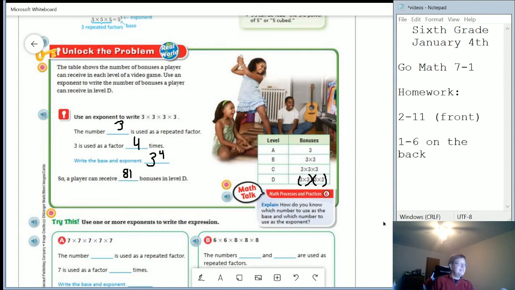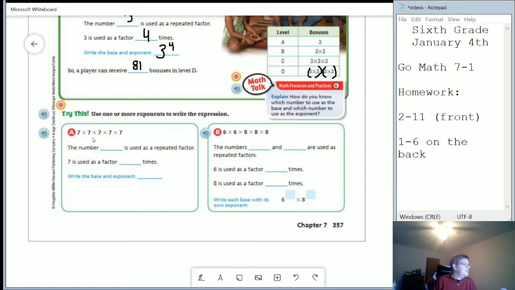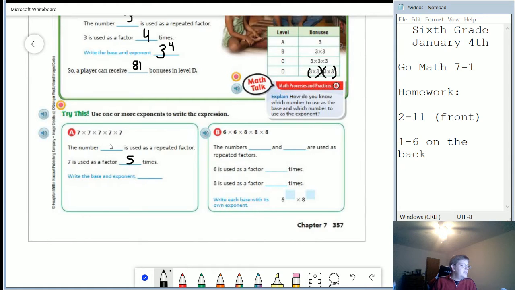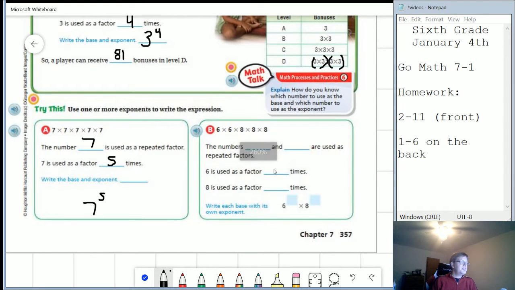So let's see, letter A. So we're working with 7. Think about how many times we are multiplying 7 to itself. And that would be the number that would go down here. The base is going to be the number itself. And so if I write the base with the exponent, I would write a 7, and then I would have a 5 up here. I would put it on the line, but it's really hard for me to write with the mouse, as some of you may remember. And I want to make sure that I do that correctly.